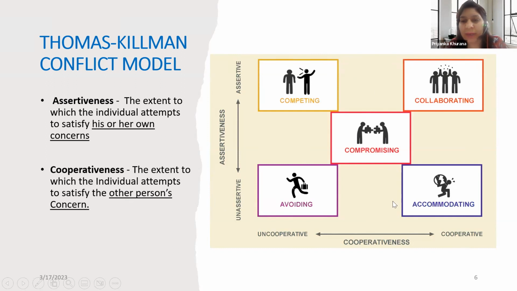And if we see this chart, a person who is avoiding a conflict is neither assertive nor cooperative. He's less assertive, less cooperative, and he is just trying to run away from the conflict. Similarly, competing means the person is trying to win the conflict. He wants his wishes to be fulfilled, so he's more assertive. However, he is less cooperative. He's not trying to understand the concerns of the other person.